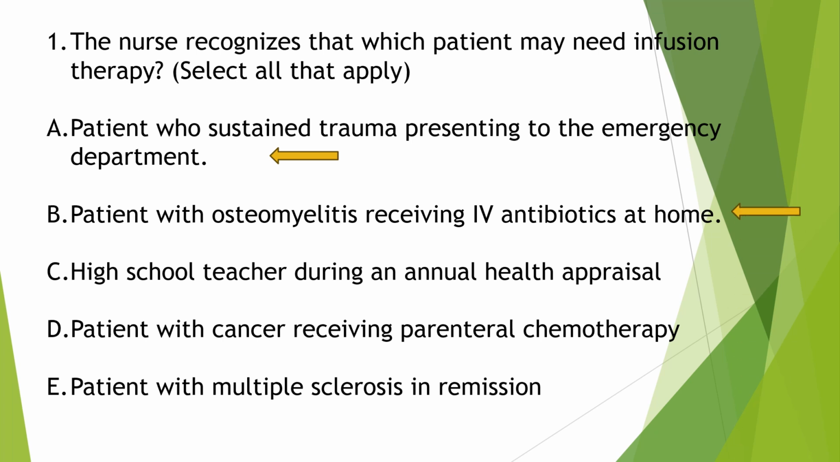Third one, high school teacher during an annual health appraisal. When a health appraisal is made and if some problems are found, there is no immediate need of an infusion. So that is not required. Patient with cancer receiving parenteral chemotherapy, parenteral is related to IV therapies also. So that is the answer. Then last one, patient with multiple sclerosis in remission, they don't need infusion therapy.